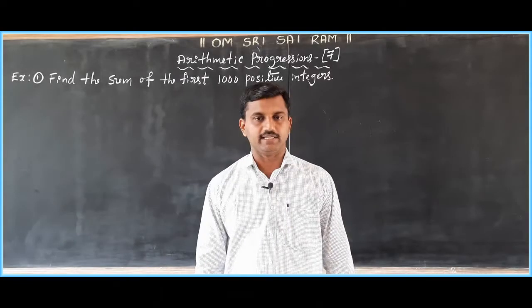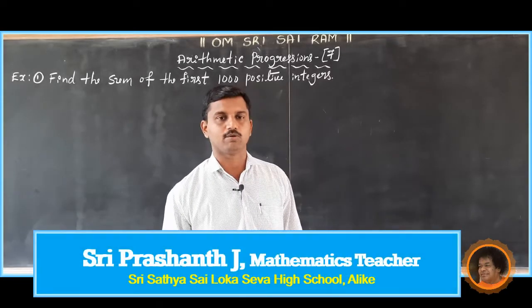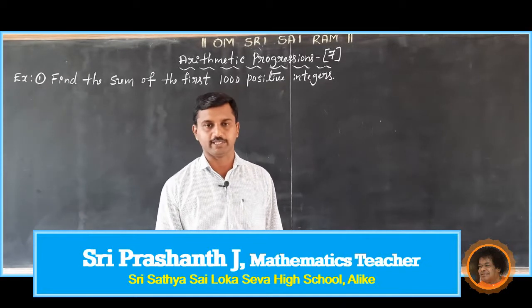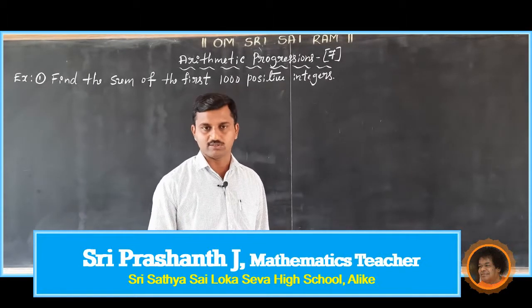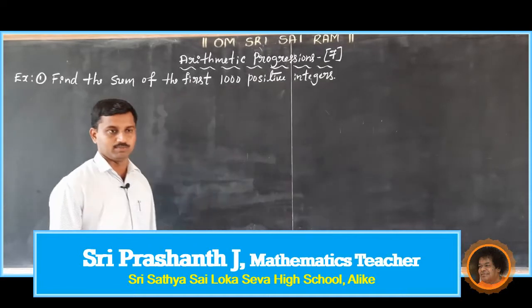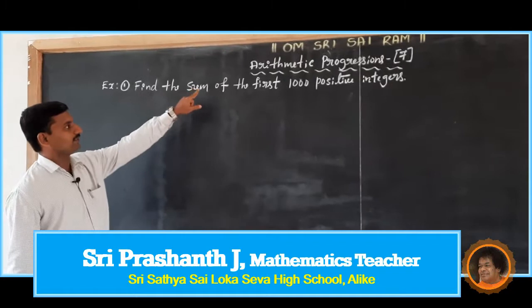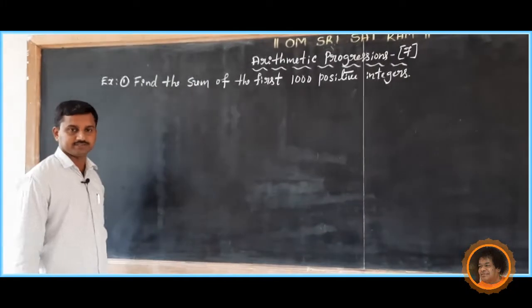Dear students, in the previous session we discussed some problems related to the sum of n terms of an arithmetic progression. So in this class also we are going to solve some more problems. Let us consider the first example. Find the sum of the first 1000 positive integers.